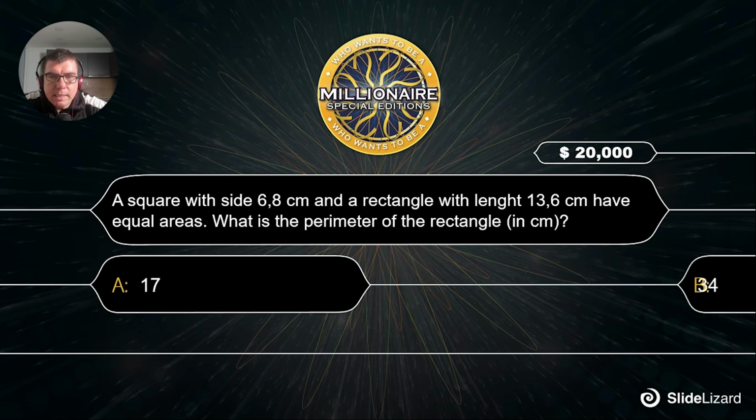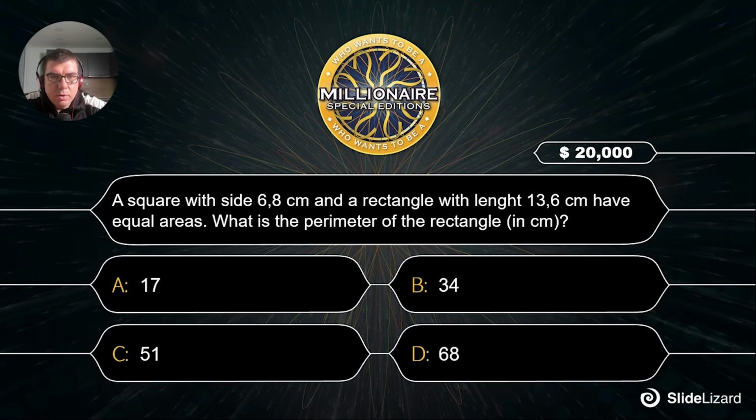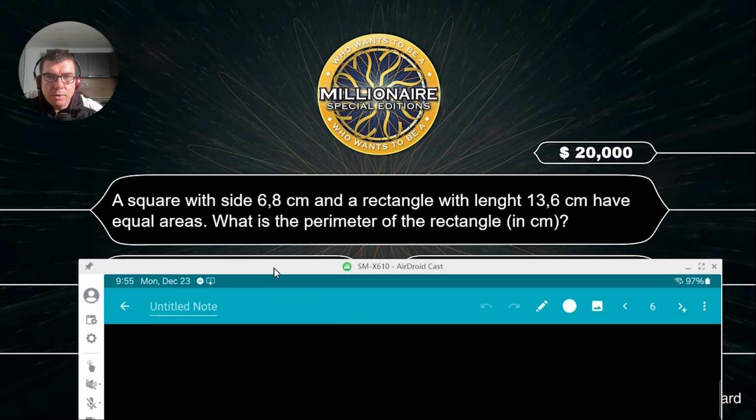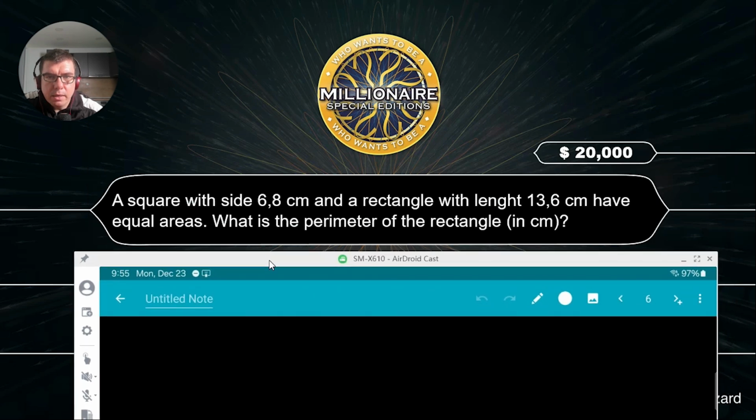A square with sides 6.8 and a rectangle with length 13.6 have equal areas. What is the perimeter of the rectangle in centimeters? 5 seconds and give me the answer. Okay, let's calculate it. A square with side 6.8 and a rectangle with length 13.6 have equal areas.